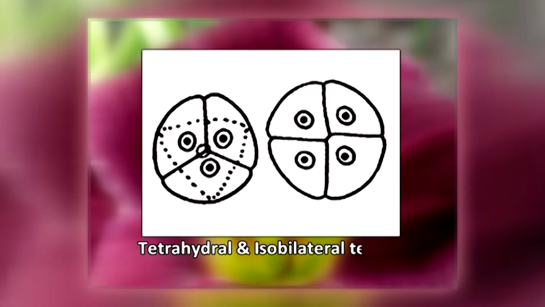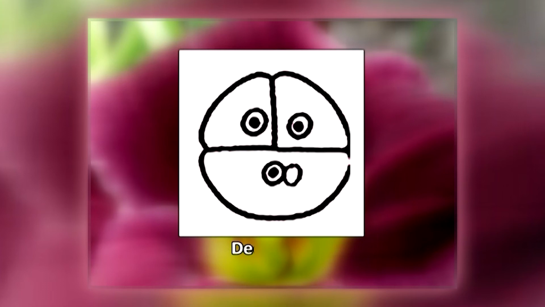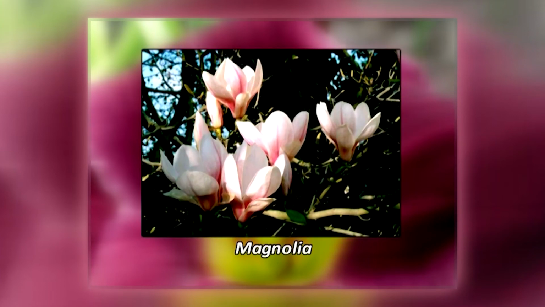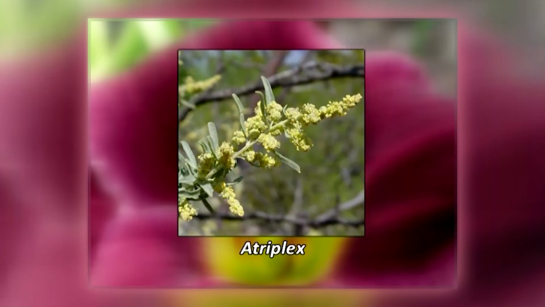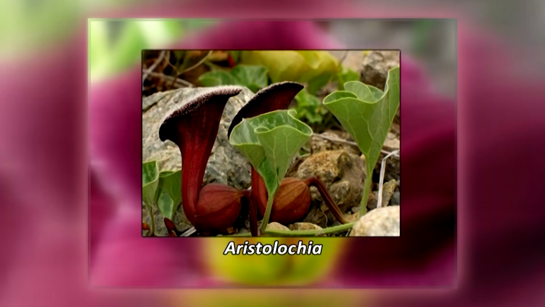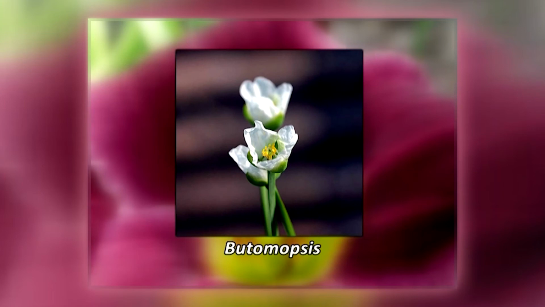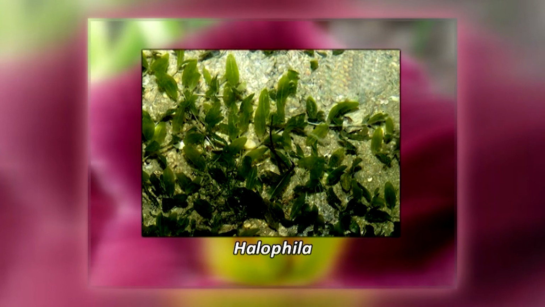Besides tetrahedral and isobilateral types, sometimes microspores may be arranged in decussate, for example, species of Magnolia, Crocus, and Atriplex; T-shaped, for example, species of Aristolochia and Butomopsis; or linear, for example, species of Halophila tetrads. The microspores of a tetrad usually separate from each other as the anther matures.